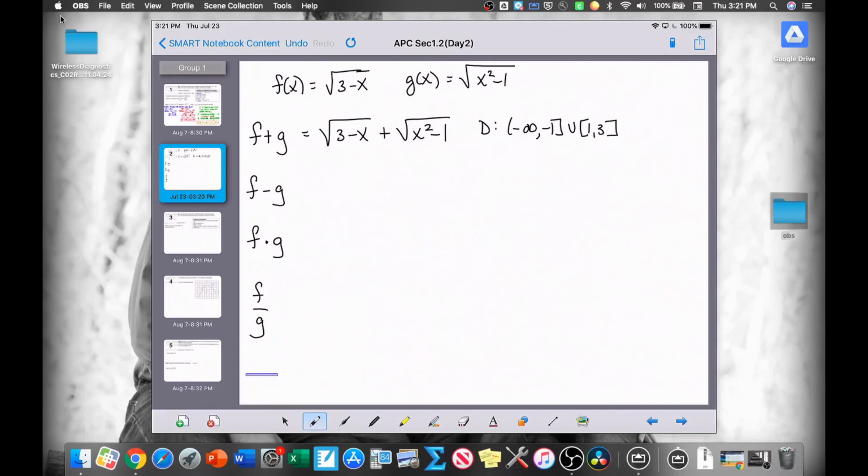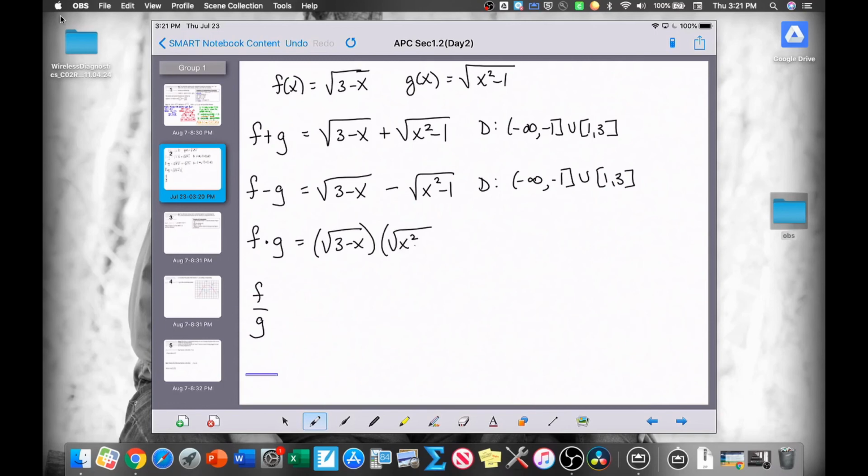F minus g is going to look almost exactly the same except a minus sign there, right? And then my domain, again, is going to be exactly the same. That's why we do the work ahead of time. F times g, we're going to have the square root of 3 minus x times the square root of x squared minus 1. But again, we're not going to worry about simplifying this at this point. And the domain is going to be negative infinity to negative 1, union 1 to 3.